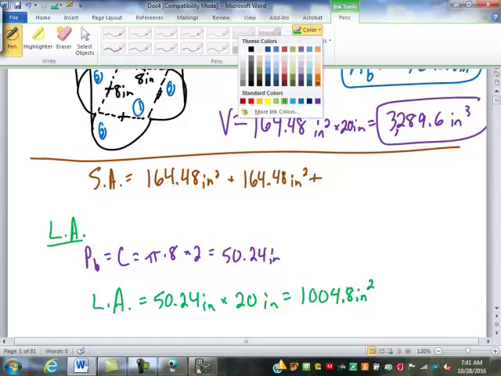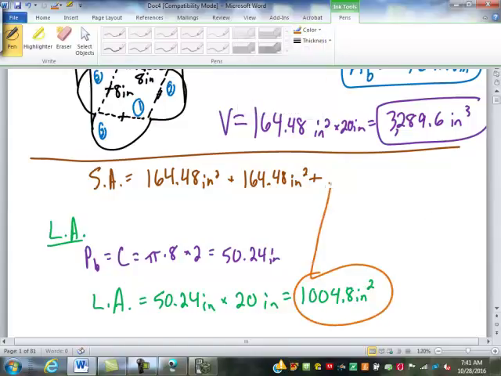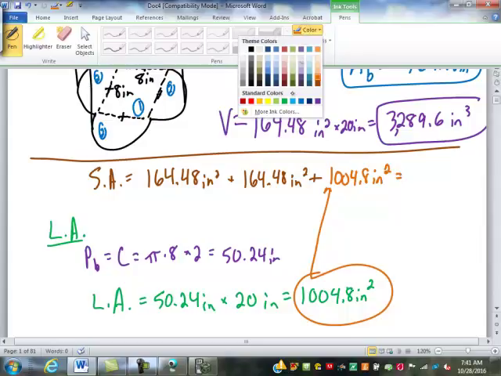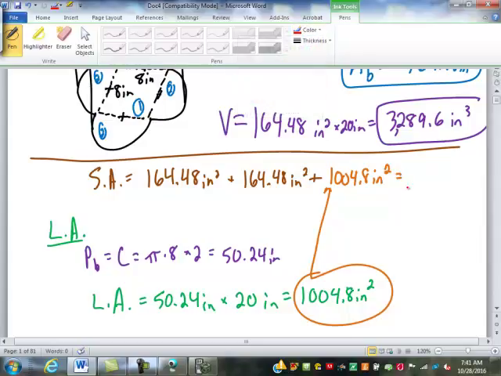So that, add it on to this list, to give us 1,333.68 inches squared for my total surface area.